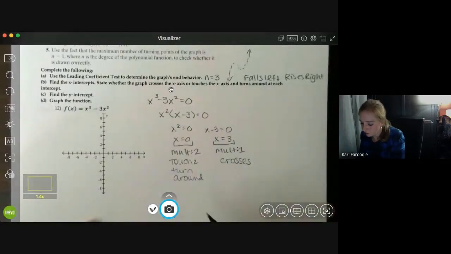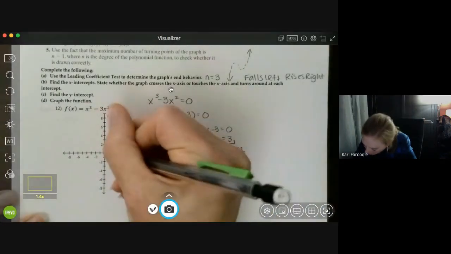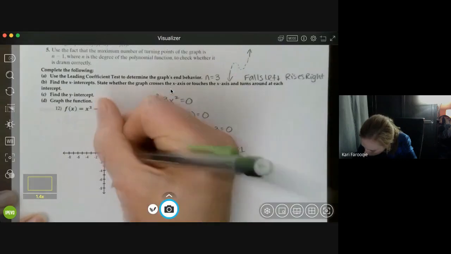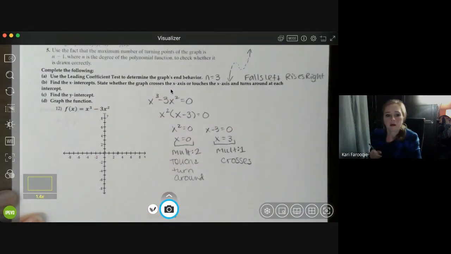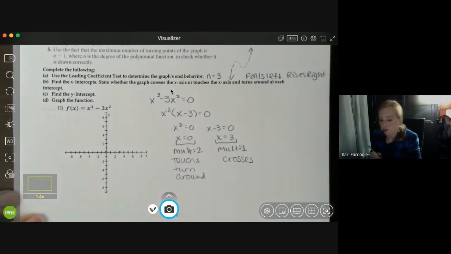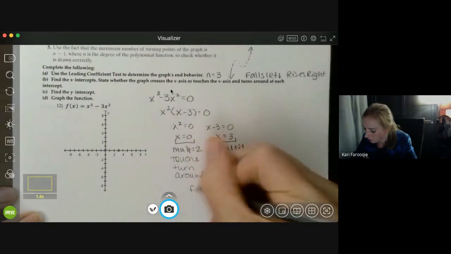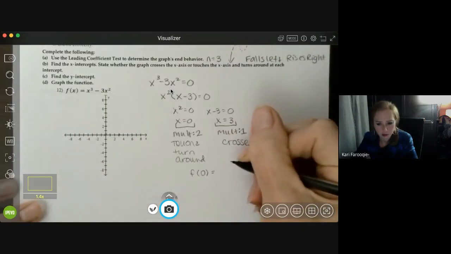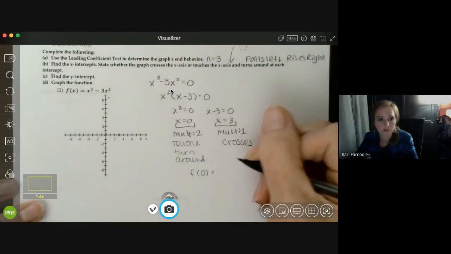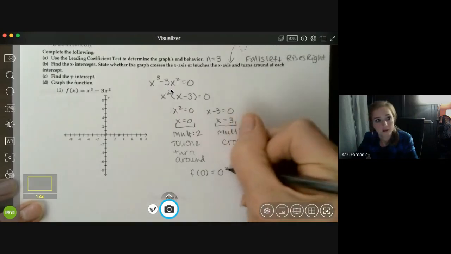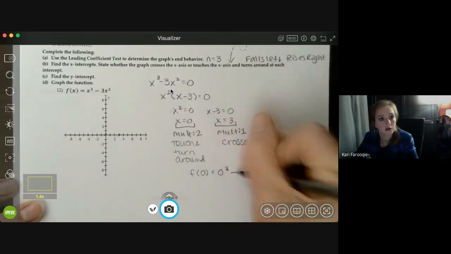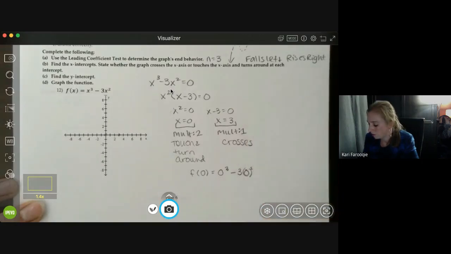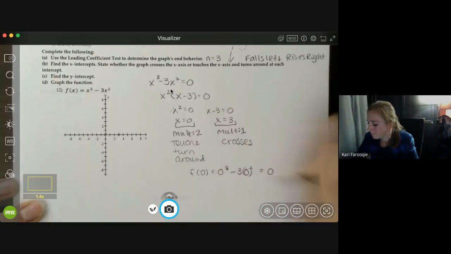All right. So there we've got x equals 0 is a 0 and x equals 3 is a 0. All right. Find the y-intercept. We'll do that next, I guess. F of 0 equals 0 cubed minus 3 times 0 squared, which is 0.